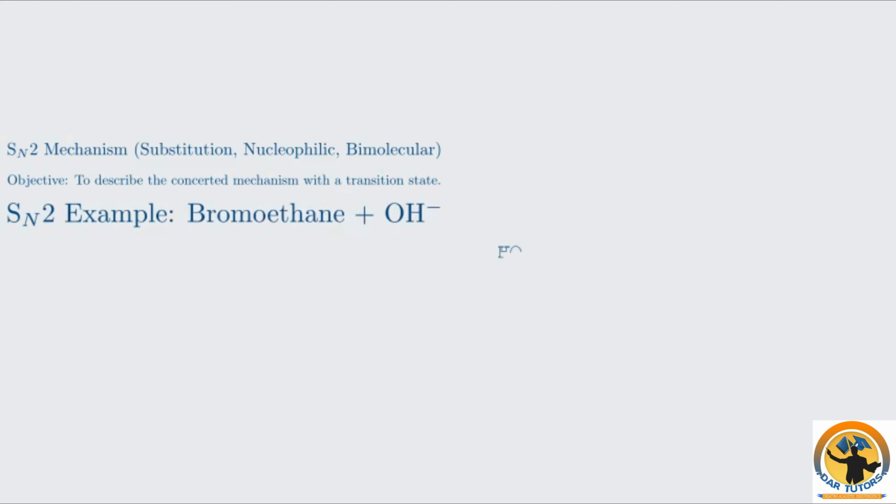Let's look at the reaction of bromoethane with hydroxide. As the hydroxide ion approaches from the back, a partial bond starts to form. At the same time, the partial bond with the bromine atom begins to break. This fleeting high-energy state is called the transition state, or activated complex. It cannot be isolated. In the transition state, the carbon atom is simultaneously bonded to 5 other atoms: the incoming nucleophile, the leaving group, and its three original substituents.